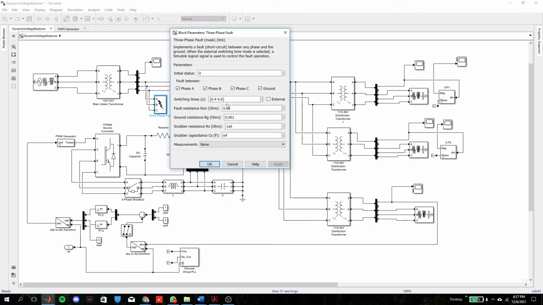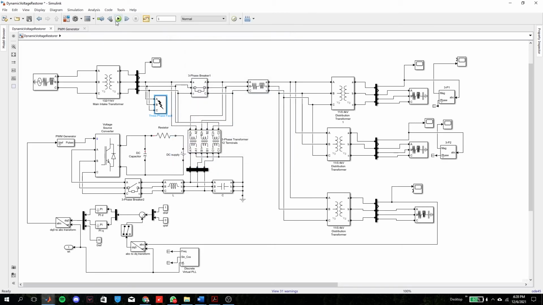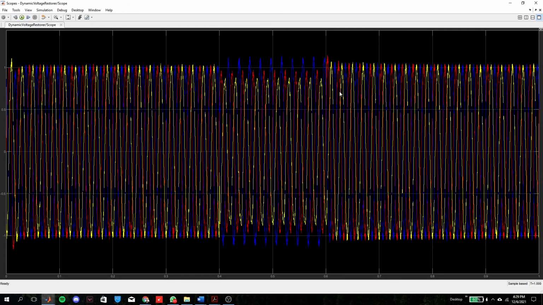Next, I will run the simulation for the second case, which is the occurrence of double line to ground fault. Phase A and phase B have been chosen to have the fault. From the scope of the load side, it can be seen that the voltage sag occurring between 0.4 and 0.6 has been improved by the DVR.